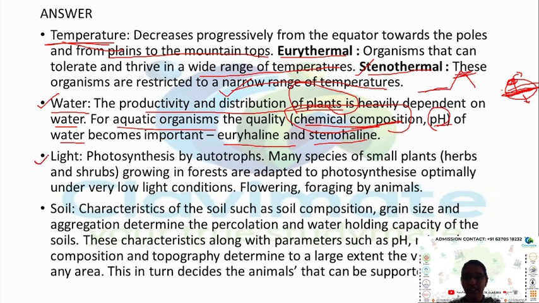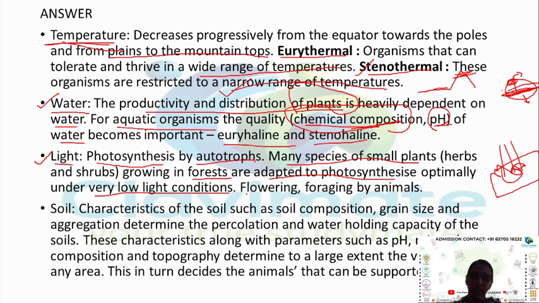Next is the light. Light, as you know, is a major component for photosynthesis. Photosynthesis is done by autotrophs. Many species of small plants grow in forests. Forests have large trees, and under the large trees there are usually small shrubs. These shrubs will not get enough sunlight, so they are adapted to photosynthesis under low light conditions. That's how light plays a role.